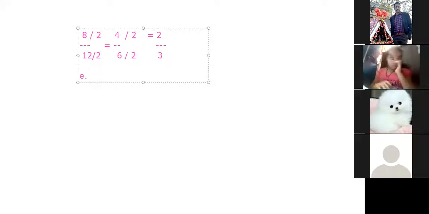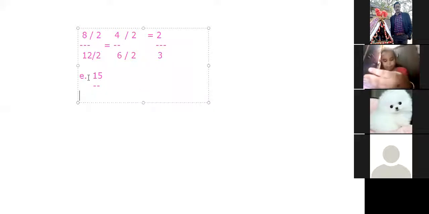Number A I have worked out, and now I'm going for number E. So in the number E, what is there? The value is given as 15, and then the value is given as 40. So you can see the fraction is 15 by 40. Okay, so numerator and denominator are given over here.